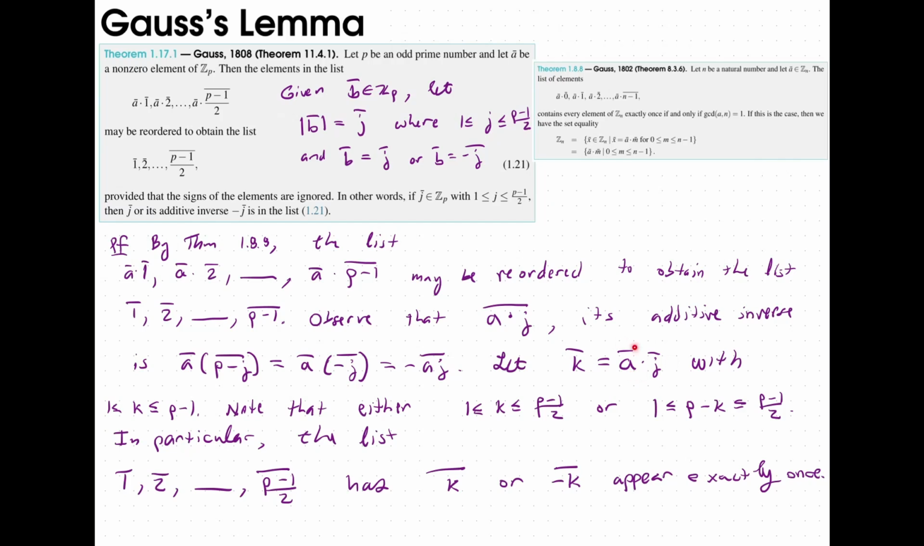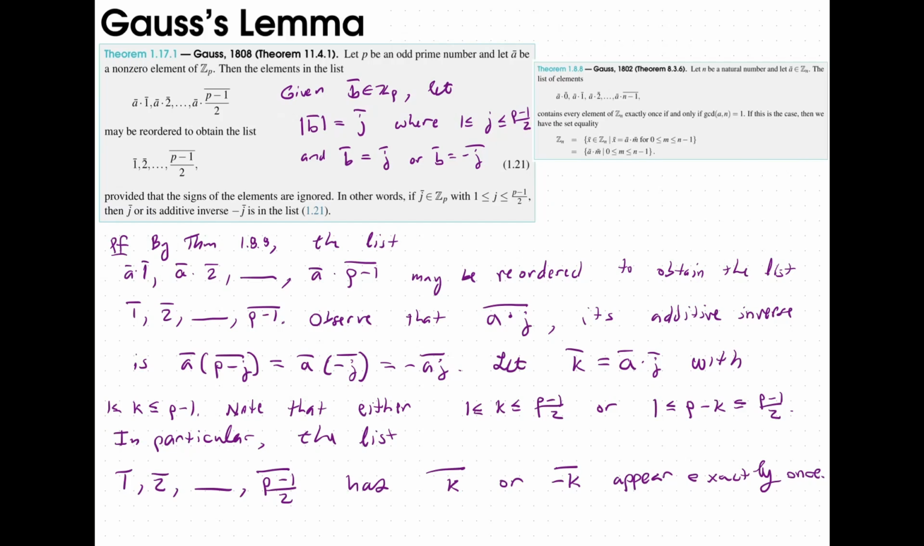So we have k is equal to a times j, but we know by the theorem that if we had a times k bar, where k is between 1 and p minus 1, that gives us the whole list from 1, 2, all the way to p minus 1. But now, we know that the additive inverses appear in reverse, so 1 has additive inverse p minus 1, 2 has p minus 2.